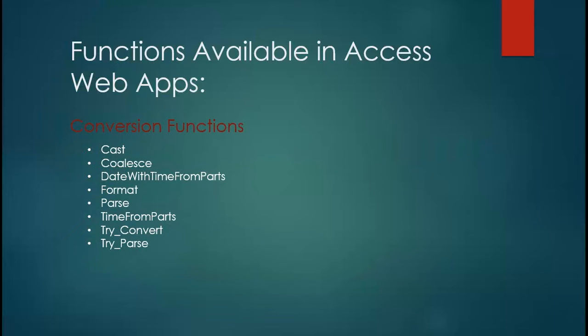So our conversion functions, these are things that change the appearance or the data type or pick specific parts out of a variable. Okay, so casting changes the data type. Coalesce is something that you give it a list of values, and it tells you the first one that's not null. Okay, so you know, some of these are pretty self-explanatory.